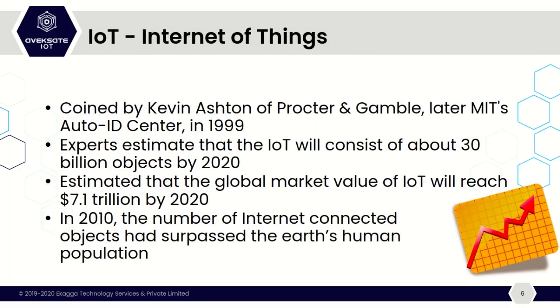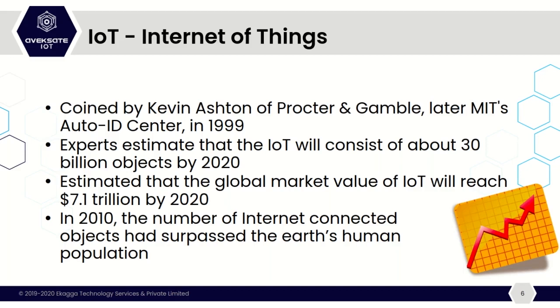Some key points about the Internet of Things. First of all, the term Internet of Things was coined by Kevin Ashton of Procter and Gamble. After that, various projects used the Internet of Things. One of the early adopters was MIT, where in 1999 IoT emerged. There is a huge number of devices already on the Internet of Things, but by the year 2020, this year, it is expected to be 30 billion, even more than that.